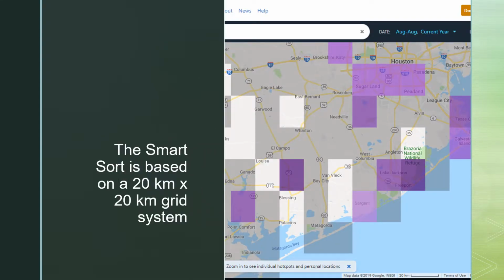The Smart Sort is based on a 20 kilometer by 20 kilometer grid system. In this view from an eBird species map, I've zoomed out to where you can actually see the grids. While they look rectangular, they are actually squares. They look rectangular because of the projection the map uses. In most counties in Texas, there will be several grids.